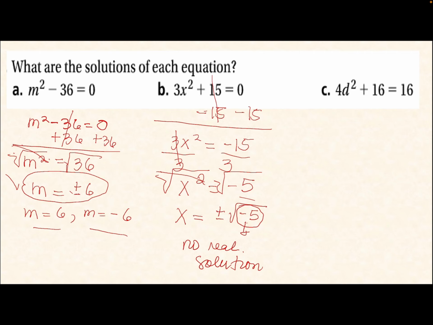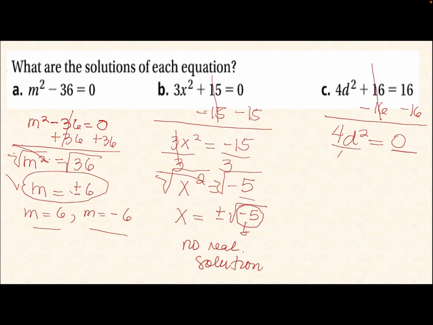Okay? Next, we have here 4d squared plus 16 equals 16. Get the opposite of 16, that is negative 16, negative 16. So you have there 4d squared, positive 16 plus negative 16, that will be 0, is equal to 16 plus negative 16, that will also be 0.